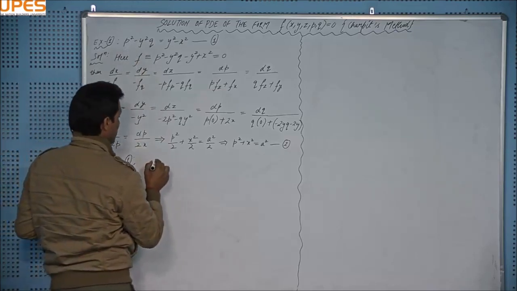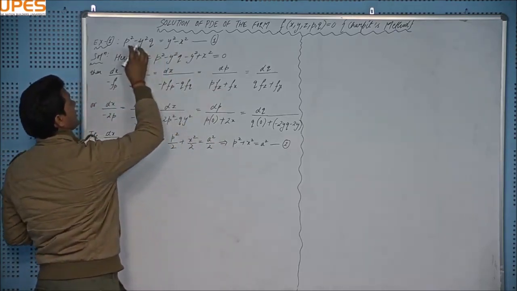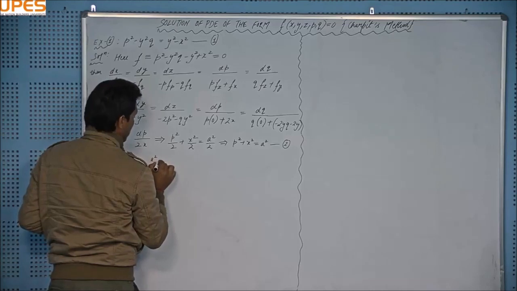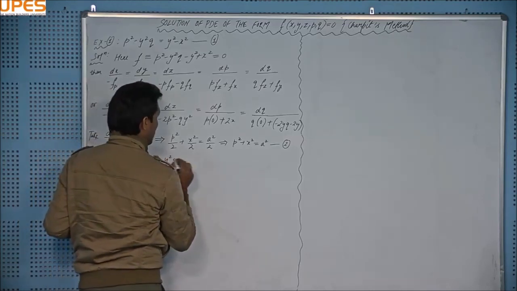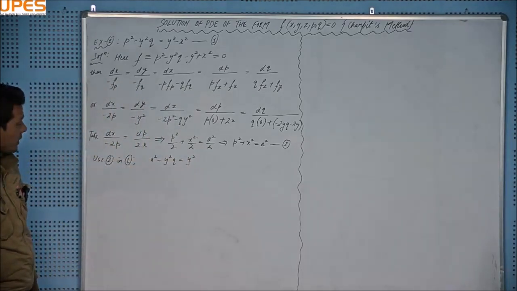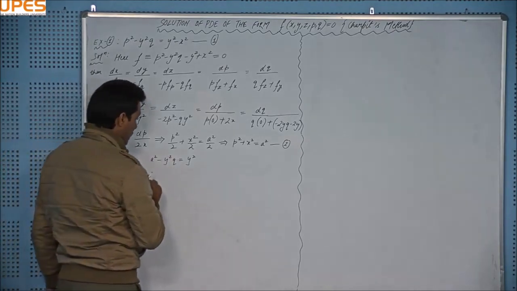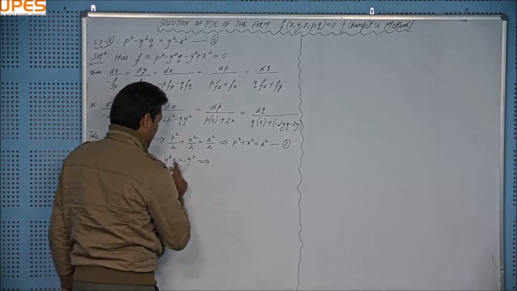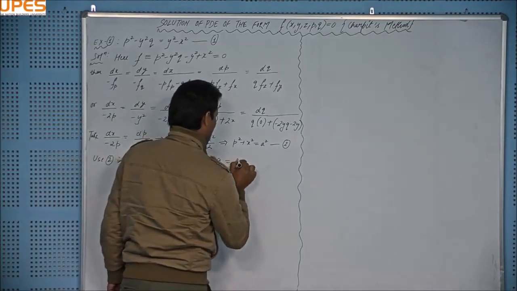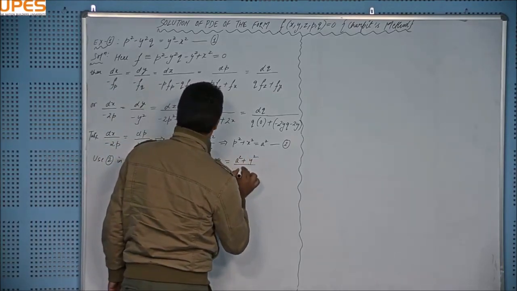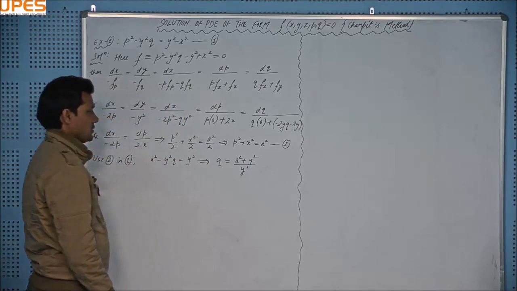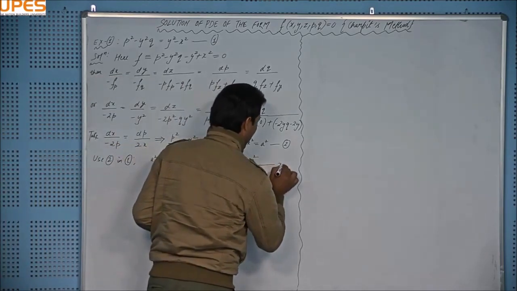In equation number 1, p square plus x square will be equal to a square. Then I will be getting something like a square minus y square q is equal to y square. So I can obtain q from here. Solving it for q, q is equal to a square plus y square over y square, hence q is obtained in terms of y.